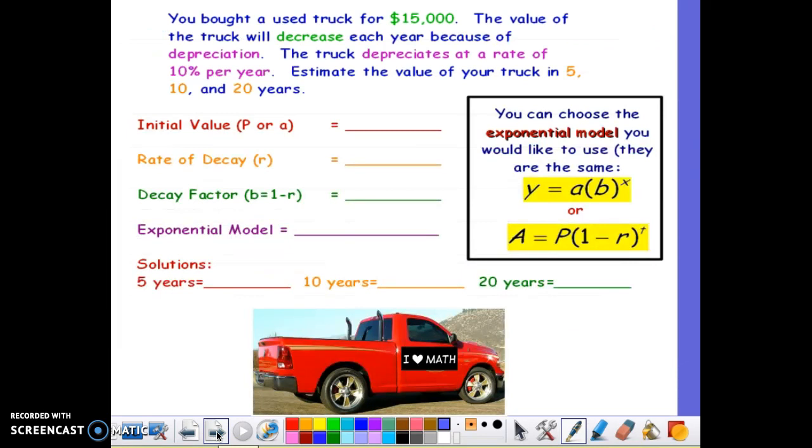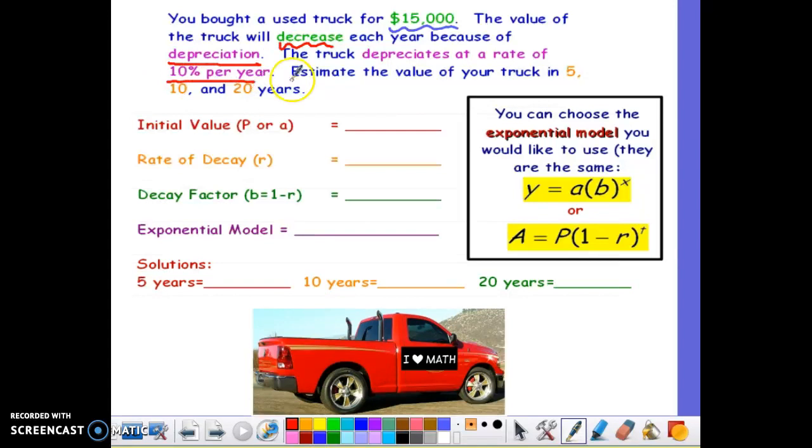So here is our first example. We'll just read through it and then answer these questions. Remember, I always break them down into smaller pieces for you. It says, you bought a used truck for $15,000. It says the value of the truck will decrease. So this tells me it's an exponential decreasing model each year because of depreciation. Whenever you see the word depreciation, that tells you decay. It's losing value. It says the truck depreciates at a rate of 10% a year. Estimate the value of the truck in 5, 10, and 20 years.